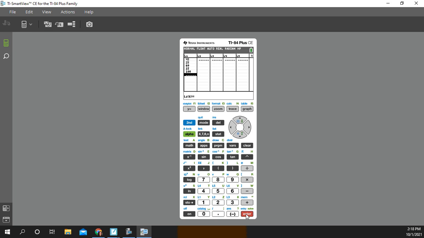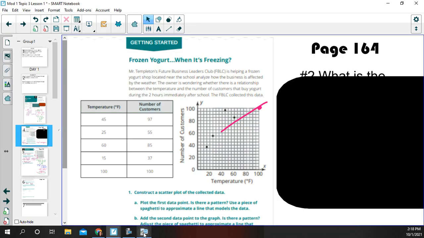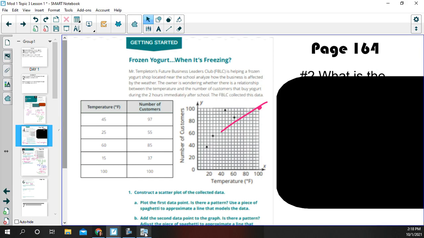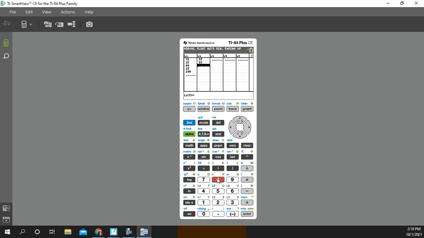Enter. Okay, now I'm going to scroll over so I can start typing in this guy here. So I've got 97. I can use my down arrow. So 55, 85, 37, 85, 37, and 100. Okay, so what we're going to do is look at the points first.